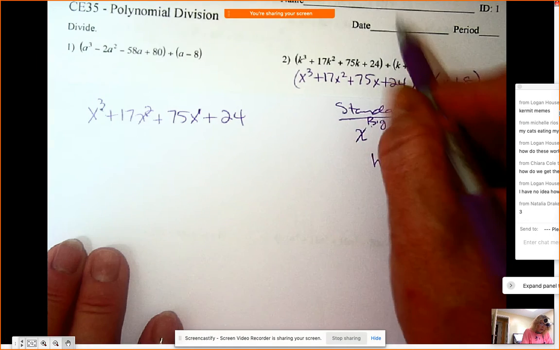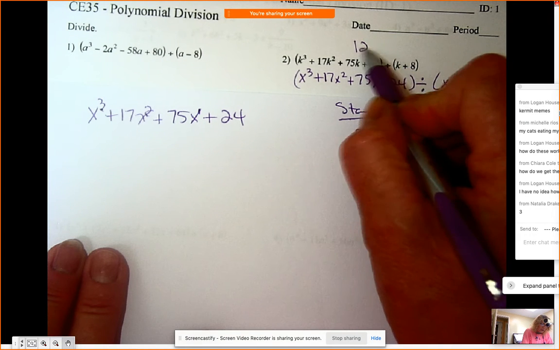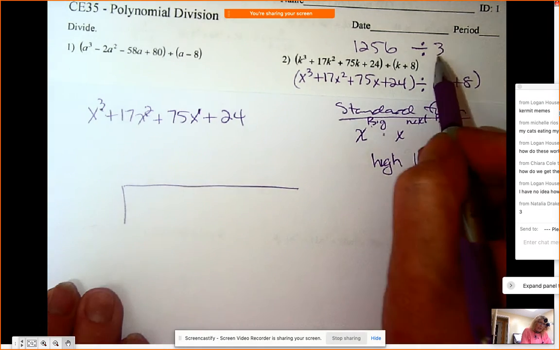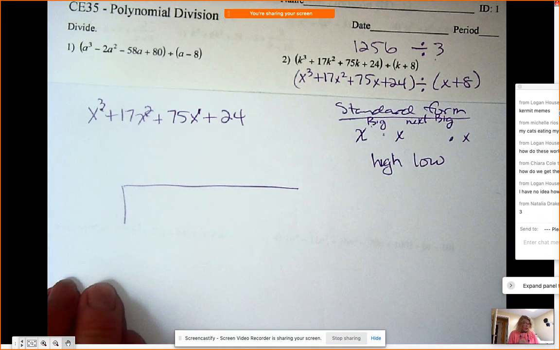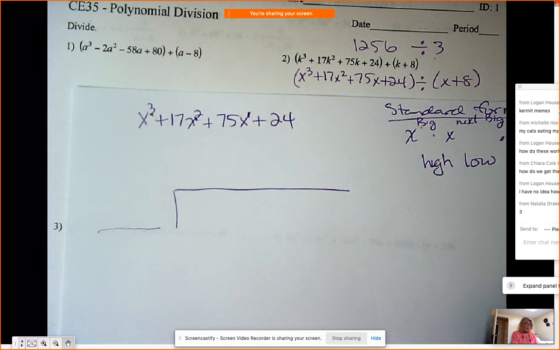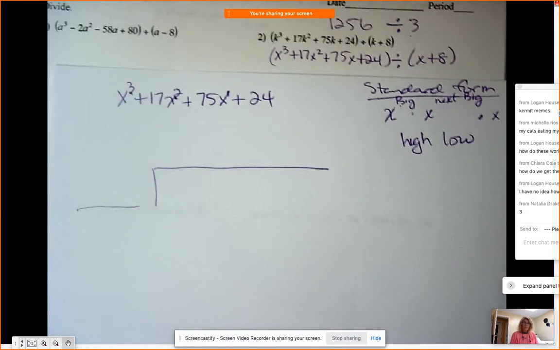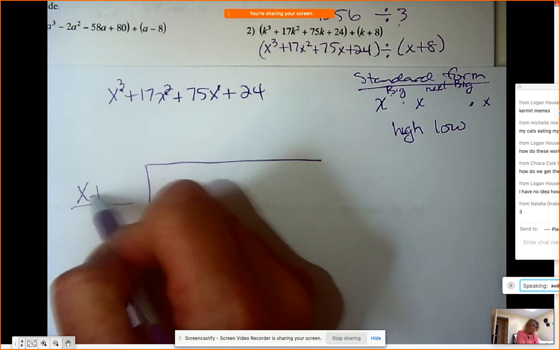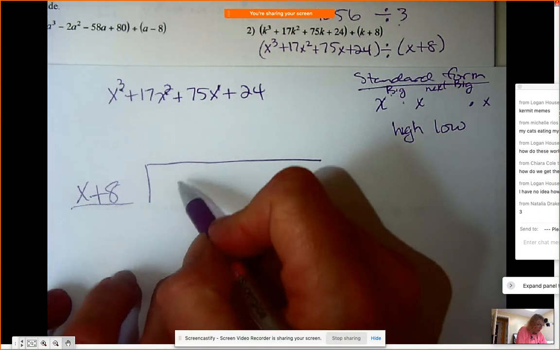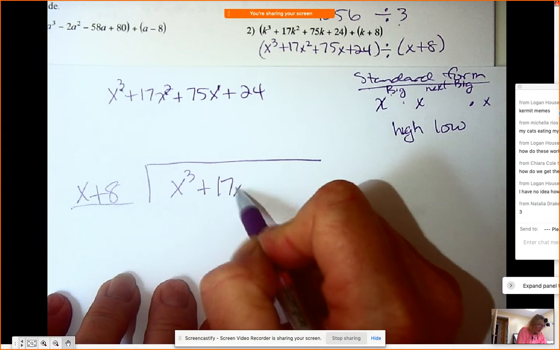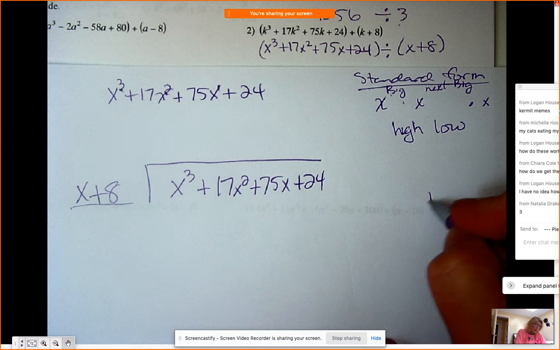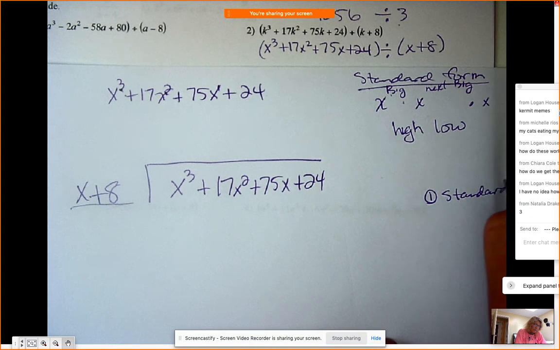Just like when I was showing very quickly in the sidebar, when I had 1, 2, 5, 6 being divided by 3, and I say, what comes out front? The 3 came out front. So on this one, somebody tell me, what do you think comes out front here? The 8. Give me a little bit more. X plus 8. Thank you. I know it's weird. You've never done this, and it's not hard. You've just never done it. And this comes underneath: x cubed plus 17x squared plus 75x plus 24. So step 1 is we need to make sure the polynomial is in standard form.